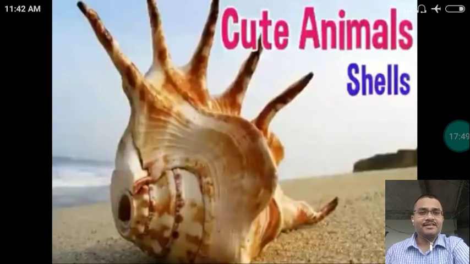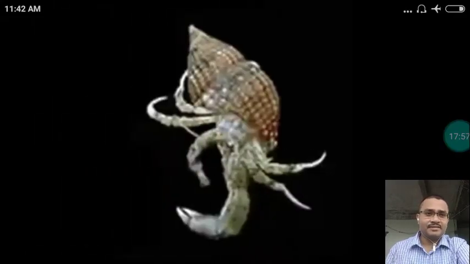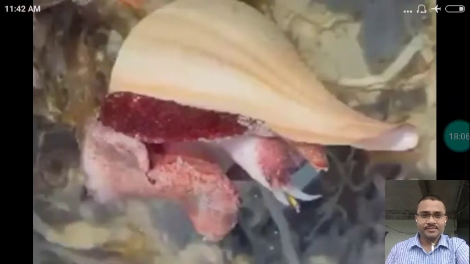Now, these are having shells. Here, a shell. This is a conch. This is also a conch shell. Another example of shankha.